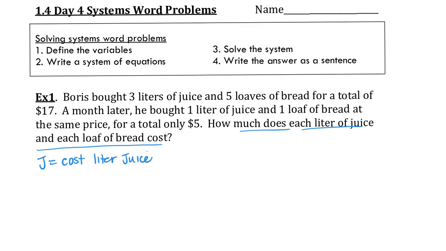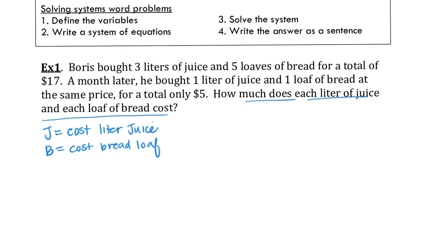Okay, what's the other one? And how much does a loaf of bread cost? So let's do B, the cost of a bread loaf. Now you can use different variables as long as you define them right here, so I know what your letters represent. Okay, so we did step 1, we defined the variables. Next, we're going to write a system of equations.